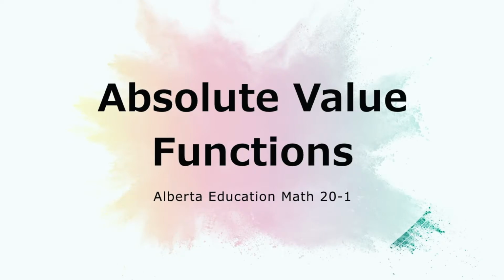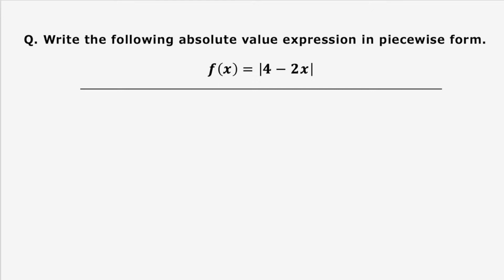Today we'll continue learning about the absolute value functions, specifically piecewise functions. First, let's do a quick review of what we learned in the last lesson. Write the following absolute value expression in piecewise form. We need to consider two cases: when this is positive and negative.